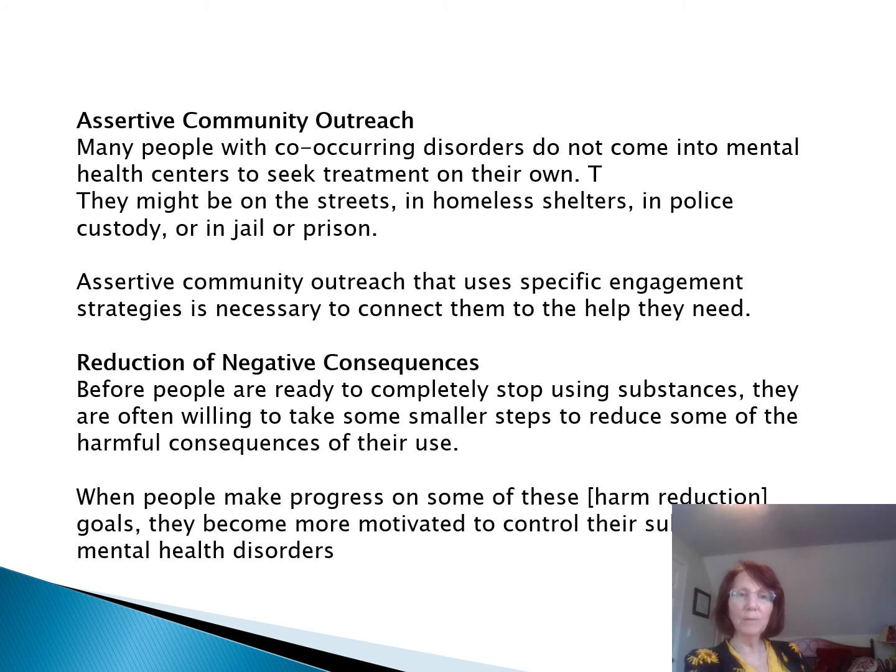There is the assertive community outreach approach. Many people with co-occurring disorders do not come into mental health centers to seek treatment on their own. They might be on the streets, in homeless shelters, in police custody, in jail, or in prison. Assertive community outreach uses specific engagement strategies to connect with them for the help they need. This can include outreach and case management services, referral to treatment, and seeing a recovery coach in the community.